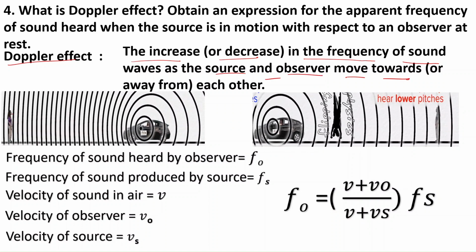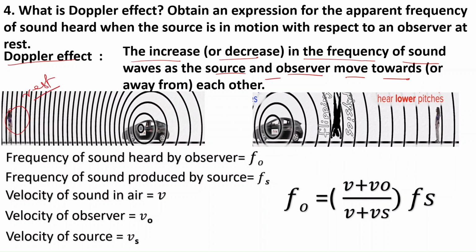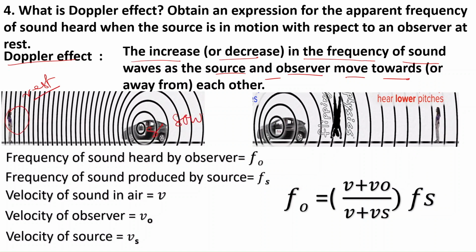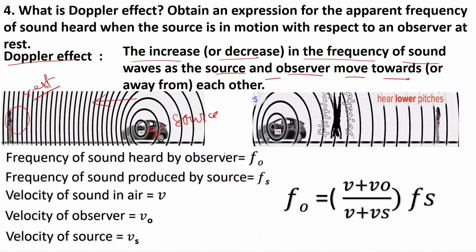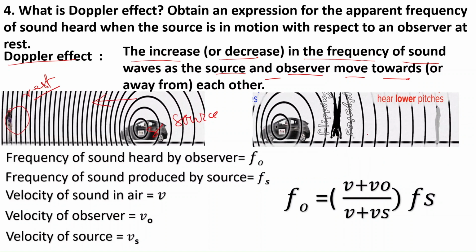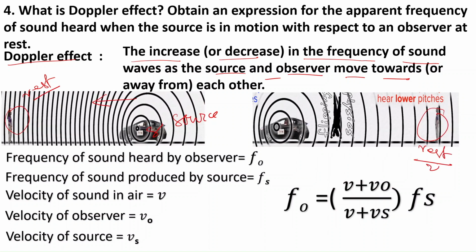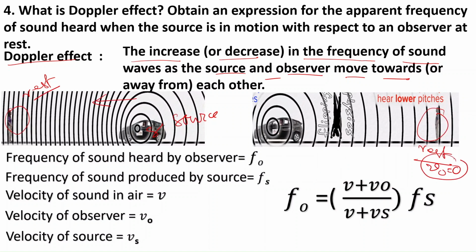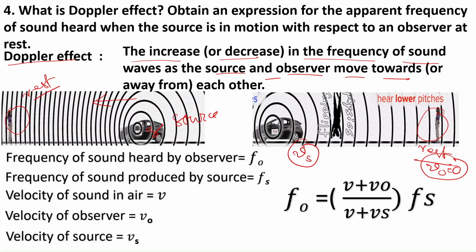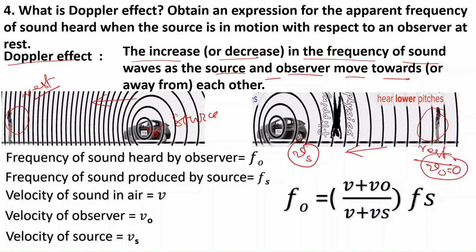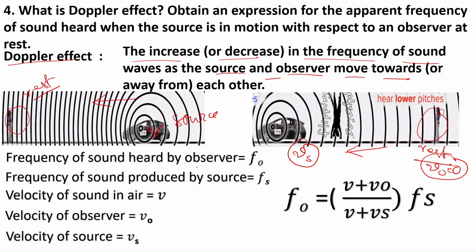Now in this diagram, the observer is at rest, but the source, the car, is moving towards the observer. Now here in this case the observer is here, at rest. That means v0, the velocity of the observer, is 0, and the velocity of the source is vs, which is moving towards the observer. In these cases we need to derive the equation.